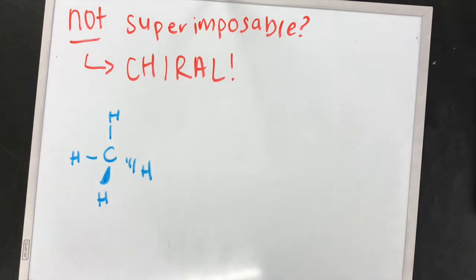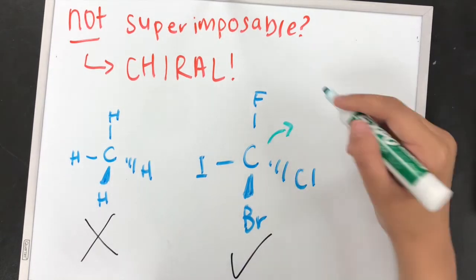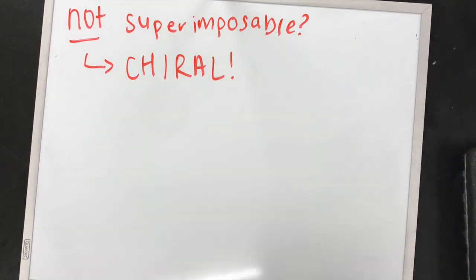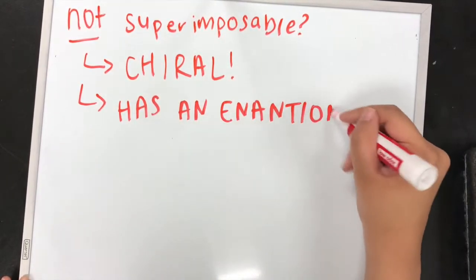For example, the molecule methane is non-chiral because it has 4 of the same groups attached to it. However, a carbon with 4 different groups attached to it is called chiral, and the carbon in the middle of the molecule is called a chiral center by IUPAC. So, a compound has an enantiomer if the compound is chiral.